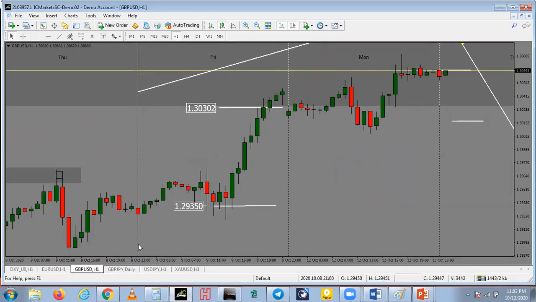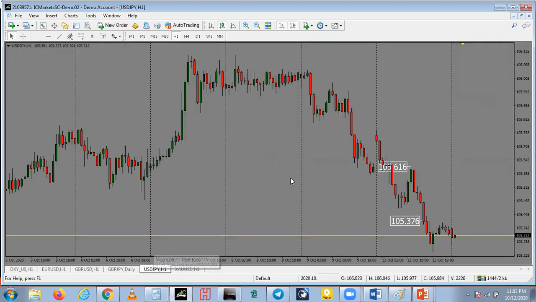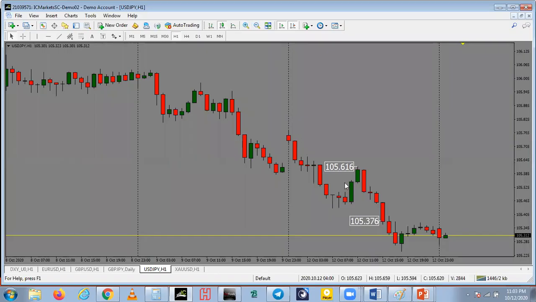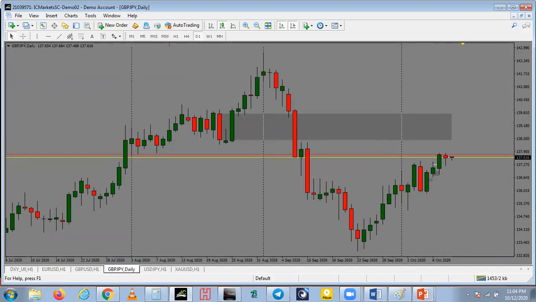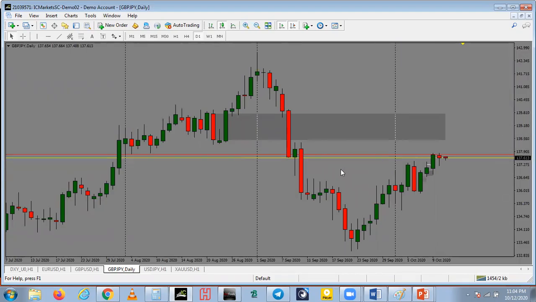So USD JPY. Let's go to the chart. This is the USD JPY chart. For example, you can see they are different. They have 3 digits after the decimal point. This is USD JPY. This is GBP JPY also. You can see the same thing. Any pair that carries JPY will always have 3 digits after the decimal point.